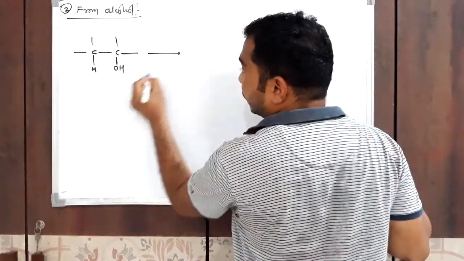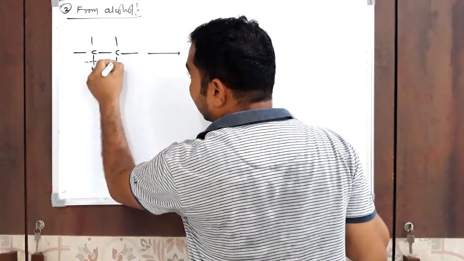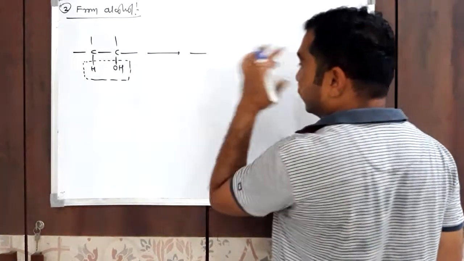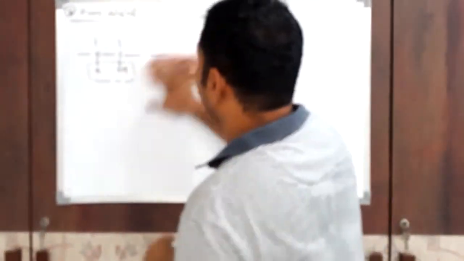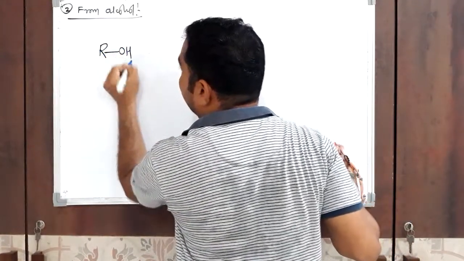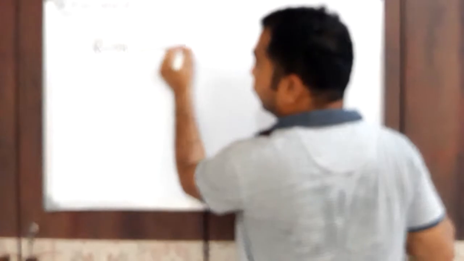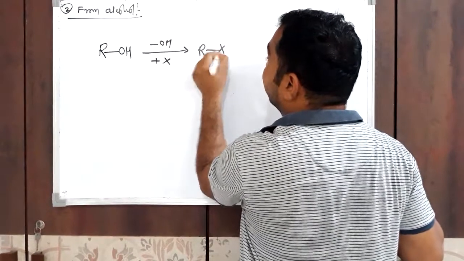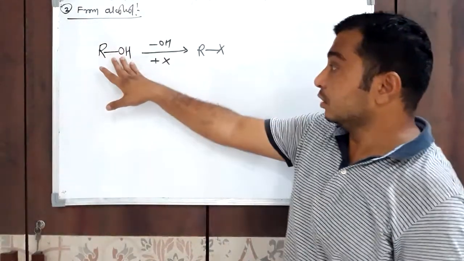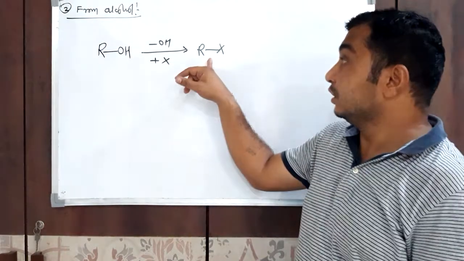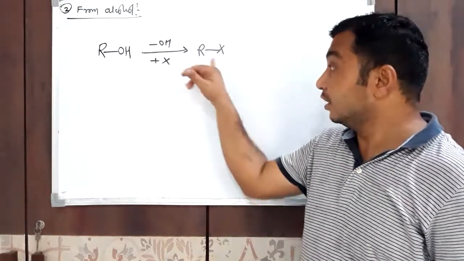Then if we remove water from this, then you will get, sorry, not like this. Okay, this is alcohol. If we replace this OH group by a halogen atom, then we directly have alkyl halide. This is the reaction. Actually this is a substitution reaction. Take alcohol and from this alcohol remove the OH group by a halogen atom, it will give alkyl halide.